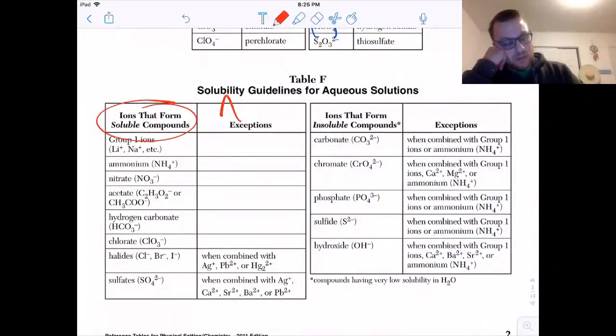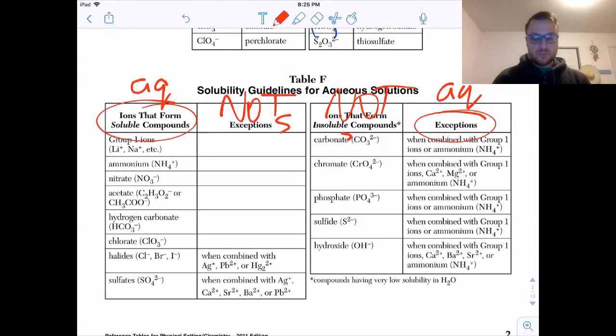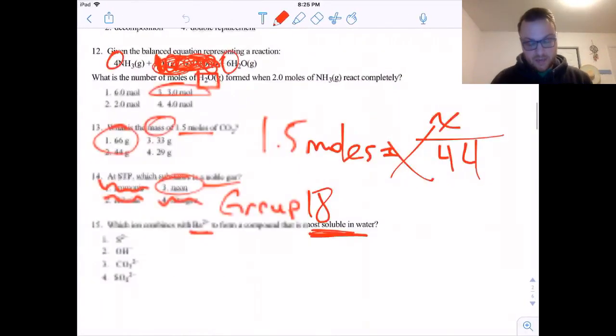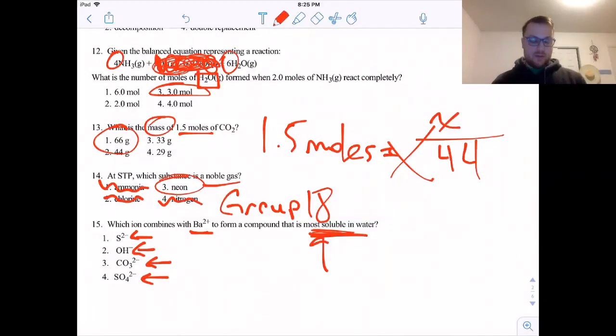So let me go back here because I got to copy down which ones we had. Sulfur, OH, CO3, SO4. We have to figure out which one is soluble. Now, if I remember my solubility rules, which I'm trying to do off the top of my head right now, it's either 2 or 4. Okay, so actually 2 or 4 is a good one to bring up. So I'll do the other 2 first.